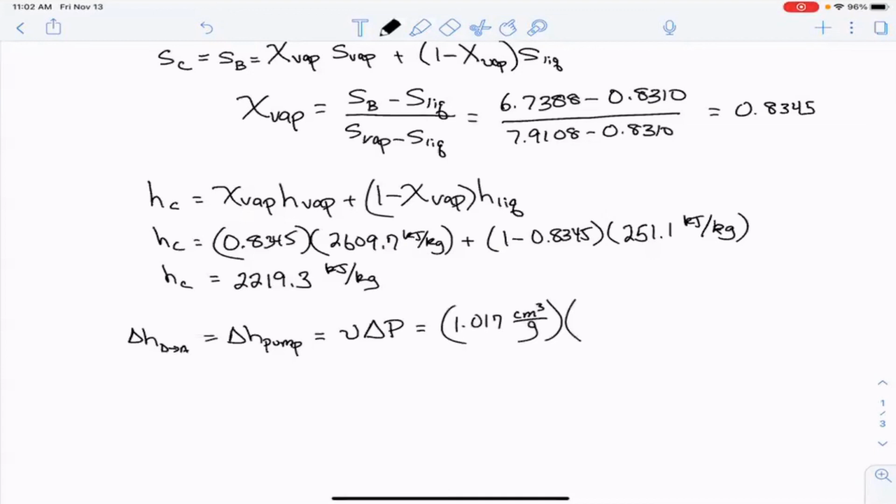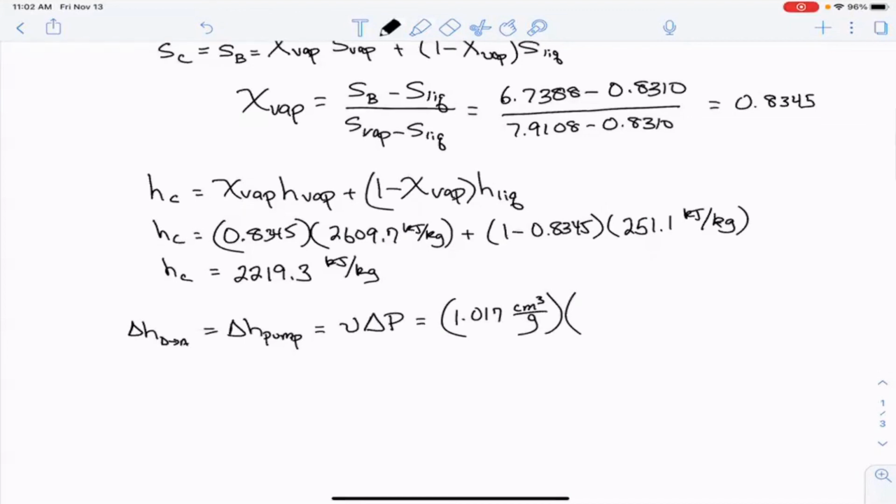And then the change in the pressure is, let's see, it's 9,000 kilopascals, right? Or 9 times 10 to the 6th pascals. So I can do a simple unit conversion here to change centimeter cube per gram into meters, right?